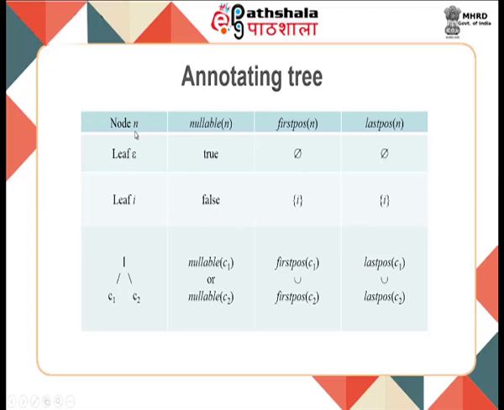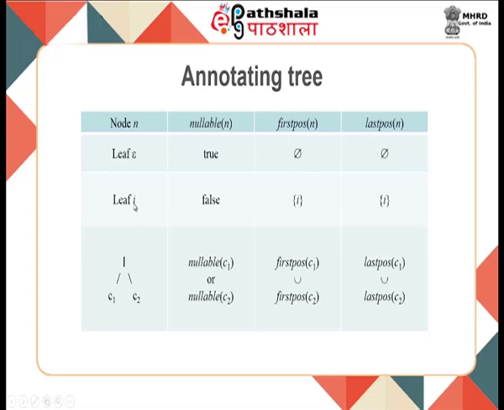Now, supposing a leaf is labeled with an epsilon value, then nullable of that particular node is going to be true. Okay. And the first position of that node is null and the last position of that node is also going to be null. So, this is how the definition of epsilon holds. Supposing you have a node n and that is a leaf node labeled epsilon, then the nullable of that node is true, and the first position and last position are null.